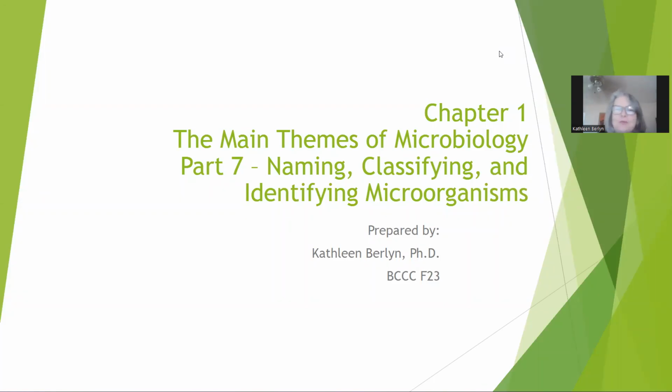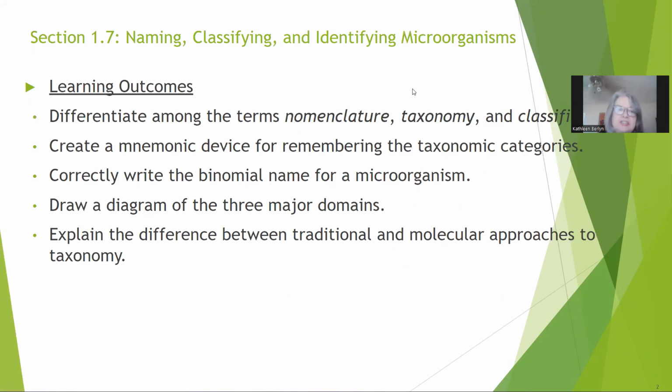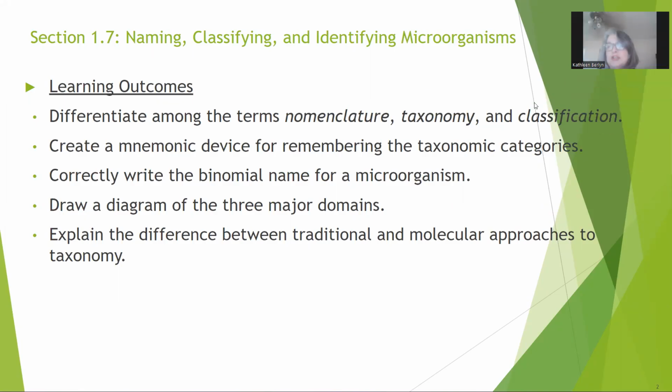Okay, so this is chapter 1, the main themes of microbiology, part 7, the final section of this chapter, naming, classifying, and identifying microorganisms. So in this section, we'll learn about how to differentiate among nomenclature, taxonomy, and classification. And again, that's just some terminology, understanding what those things mean, and create a mnemonic device for remembering taxonomic categories, write the binomial names for a microorganism, be able to diagram the three major domains, and explain the difference between traditional and molecular approaches to taxonomy.